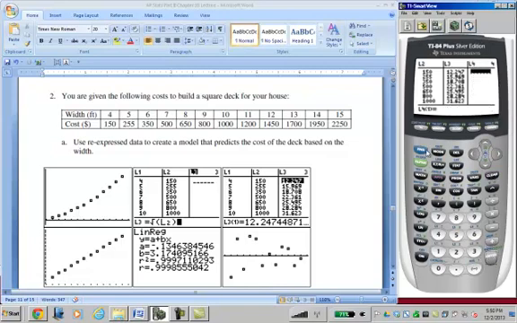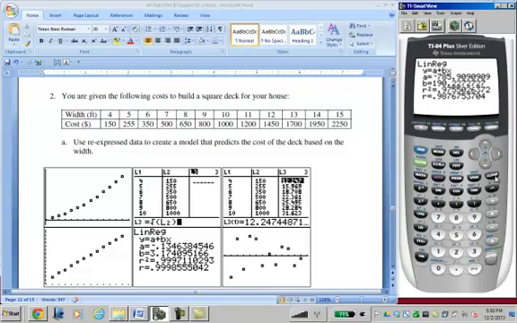Now let's do a scatter plot, and I don't have to change anything. That's L1 and L3, so it's zoom 9, and I've got a really straight scatter plot there. Okay, so I'm going to get out of here. I'm going to clear the screen. I'll do stat calc 8.